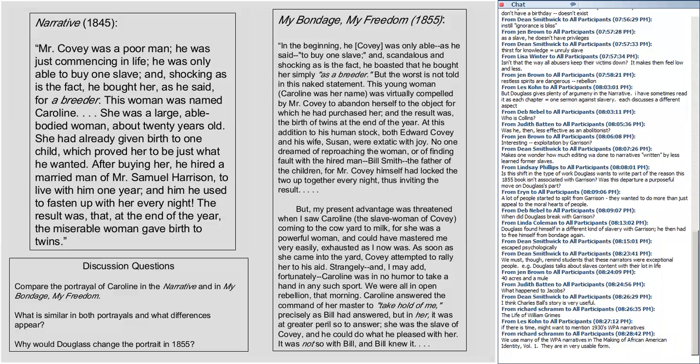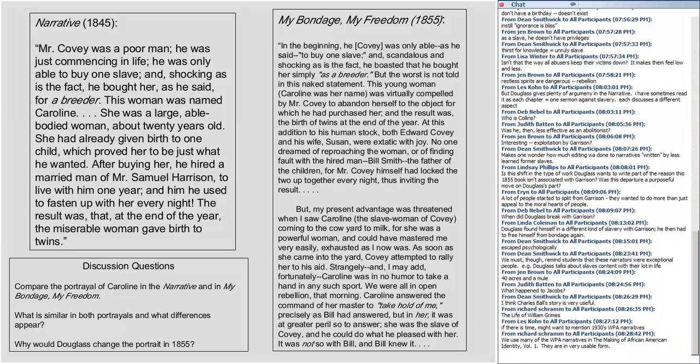Caroline answered the command of her master to take hold of me precisely as Bill had answered, but in her it was at greater peril so to answer. That is, she didn't do anything. She just walked away. She was the slave of Covey, and he could do what he pleased with her. It was not so with Bill, and Bill knew it.